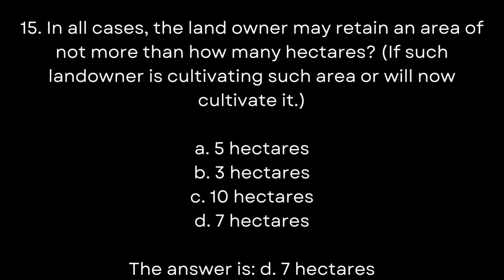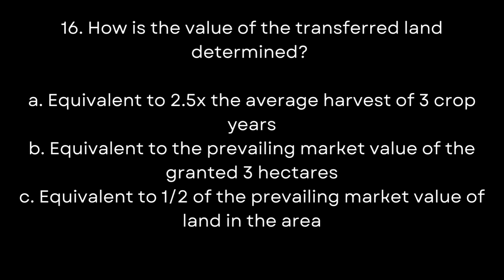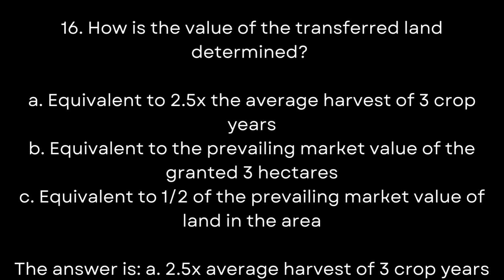16. How is the value of the transferred land determined? A. Equivalent to 2.5x the average harvest of 3 crop years. B. Equivalent to the prevailing market value of the 3 hectares. C. Equivalent to half the prevailing market value of land in the area. The answer is A. 2.5x average harvest of 3 crop years.